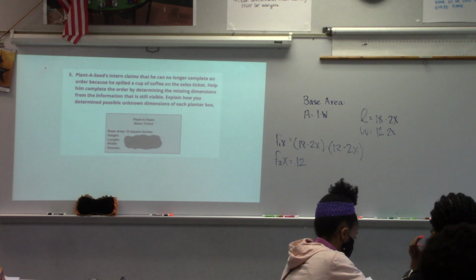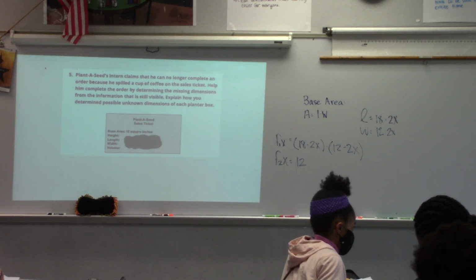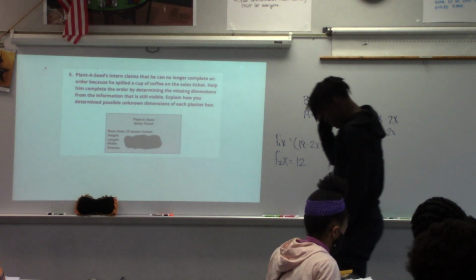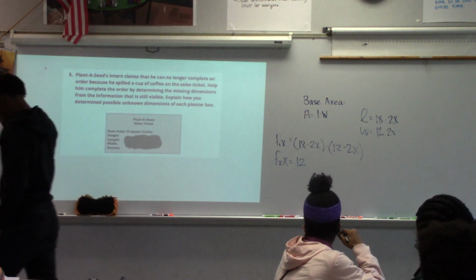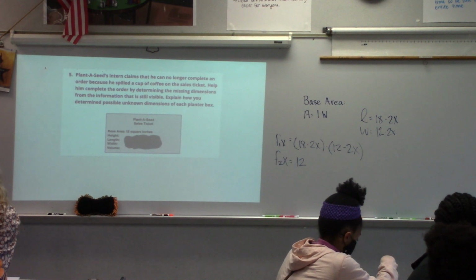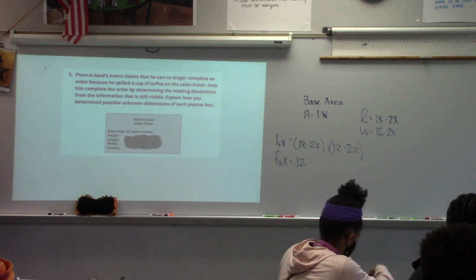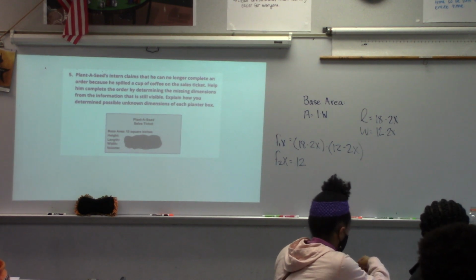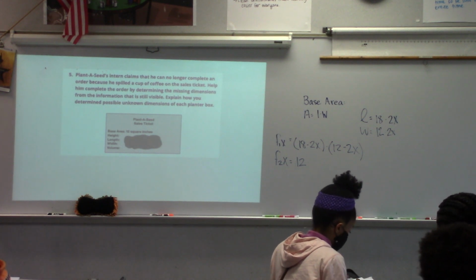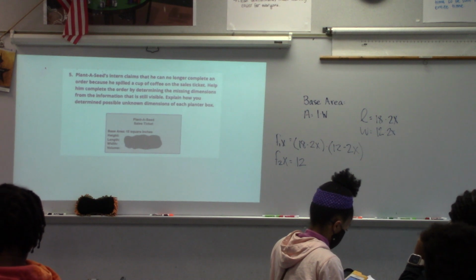So is it possible to have a negative width? Okay, so let's see. Does 9.8 fit into the context? What was our restricted domain for this problem? Where am I getting 12 from? Okay, wait, think about it.